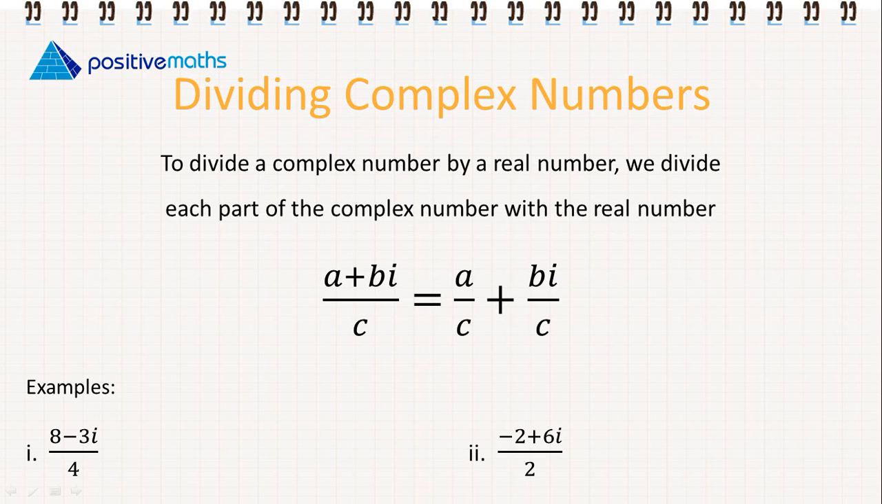So let's look at some examples. Here we have 8 minus 3i divided by 4. So that's 8 divided by 4 minus 3i divided by 4, which is going to simplify to give us 2 minus 3 over 4i. The second example, we have minus 2 plus 6i divided by 2. So that's going to be equal to minus 2 divided by 2 plus 6i divided by 2, which will give us minus 1 plus 3i. So again, this is similar to the rules that we find with algebra.